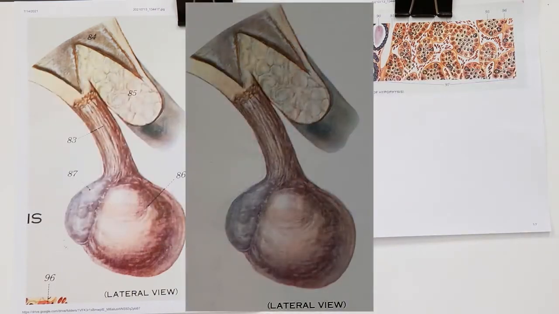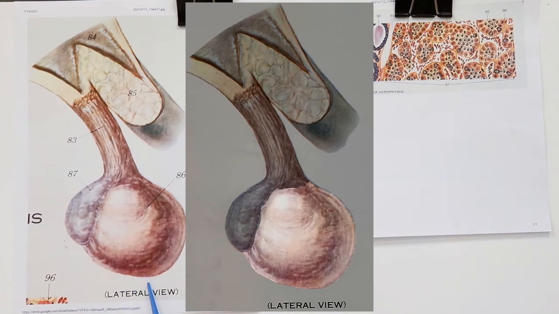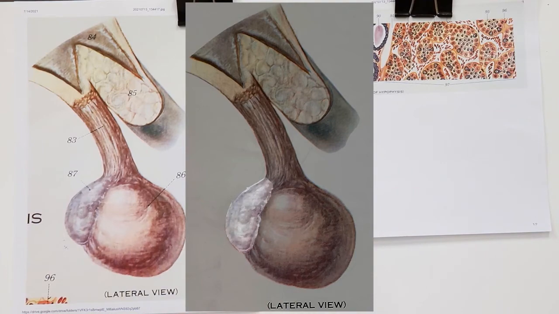So you may see the posterior pituitary gland referred to as the neurohypophysis, and you may see the anterior pituitary gland referred to as the adenohypophysis, adeno implying glandular epithelial tissue, and neurohypophysis implying neural tissue.